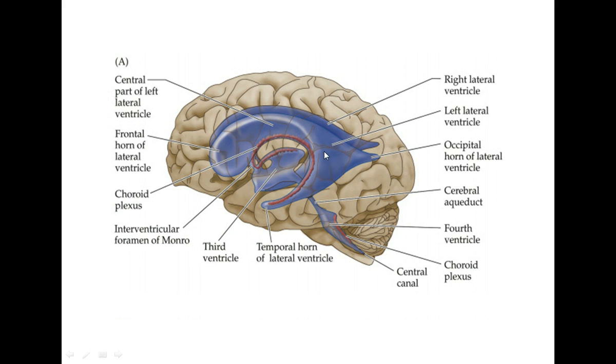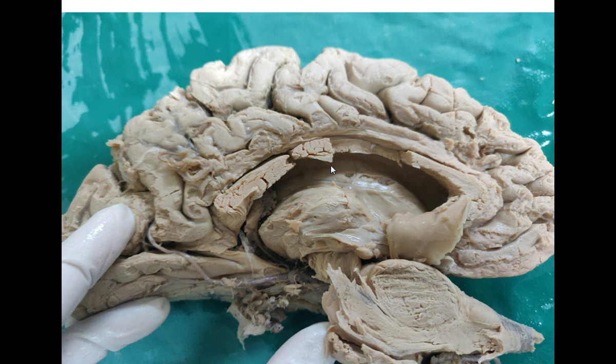The atrium or trigone, this region is called the trigone of the lateral ventricle. It is the site of confluence of the body, posterior horn and the inferior horn. It is the most dilated part of the lateral ventricle. Here you can see the cavity of the lateral ventricle. It is C-shaped. This is the central part, which is the body, anterior horn, posterior horn and this one is the inferior horn.